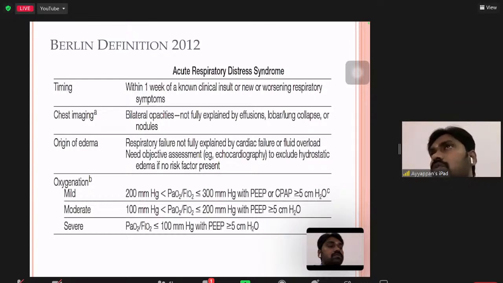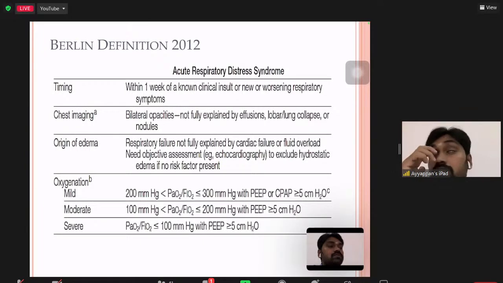It can be very well ruled out by objective assessment with echocardiography, and it does not necessarily mean that there should not be LV failure. It means that LV failure alone should not explain the breathlessness or the infiltrates. It can be coexistent with ARDS, in the sense that a non-cardiogenic pulmonary edema or ARDS can coexist with a hydrostatic cardiogenic pulmonary edema. So that is what it meant.